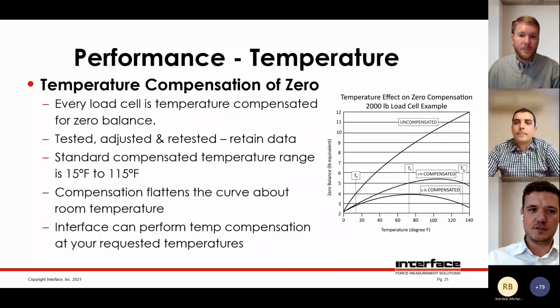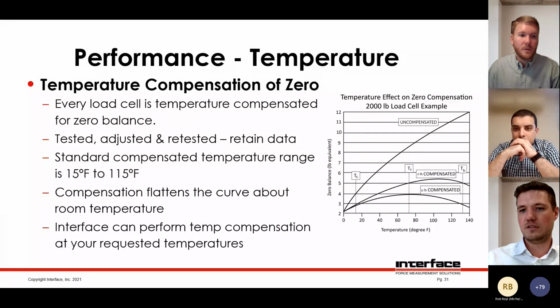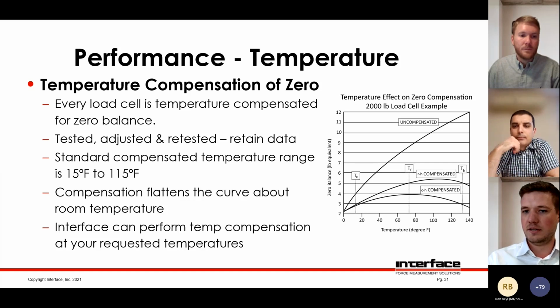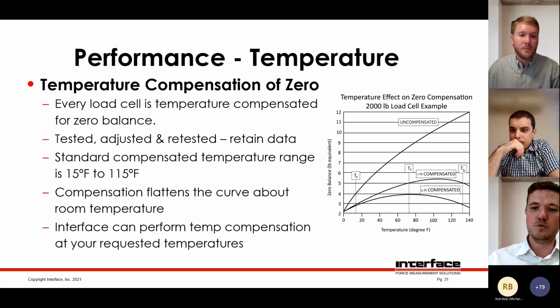Right, temperature compensation. So all of the interface load profiles and a lot of the other load cells are temperature compensated. So we've got a graph on the right-hand side here of an uncompensated load cell. That's the first curve. You can see as the temperature goes up, zero balance changes dramatically. And then we've got the second curve being a load cell that's temperature compensated at room temperature and at a high temperature. And lastly, we've got the third line there, which is what interface does.